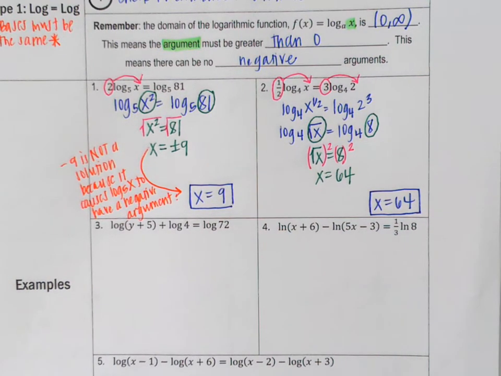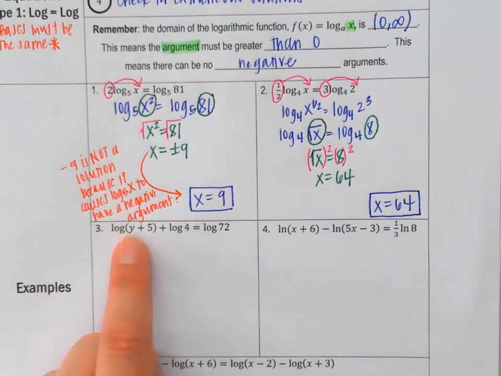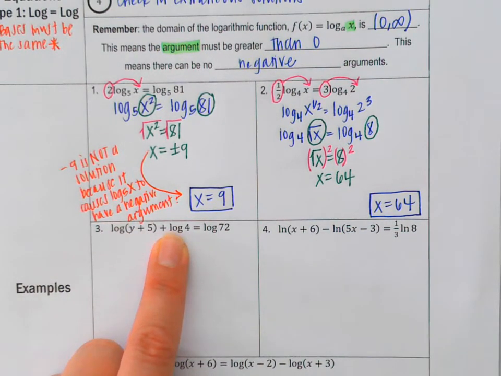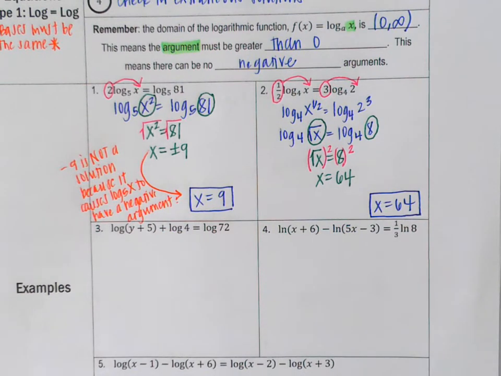Number 3, first thing, we have 2 logs on the left side of the equation. So what we need to do is use our properties to condense it into 1. So I look to see how can I condense that? Well, they're the same base. When there is no base, what base can we assume that's there? And if you're saying 10, you're correct.